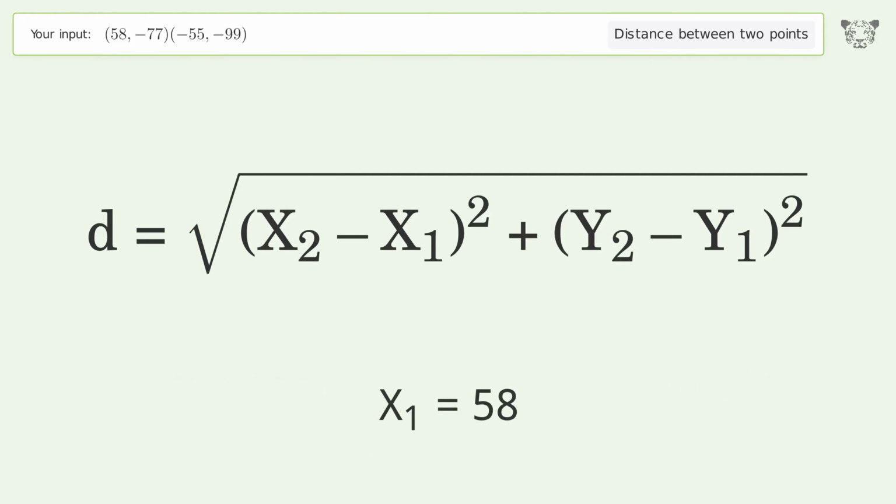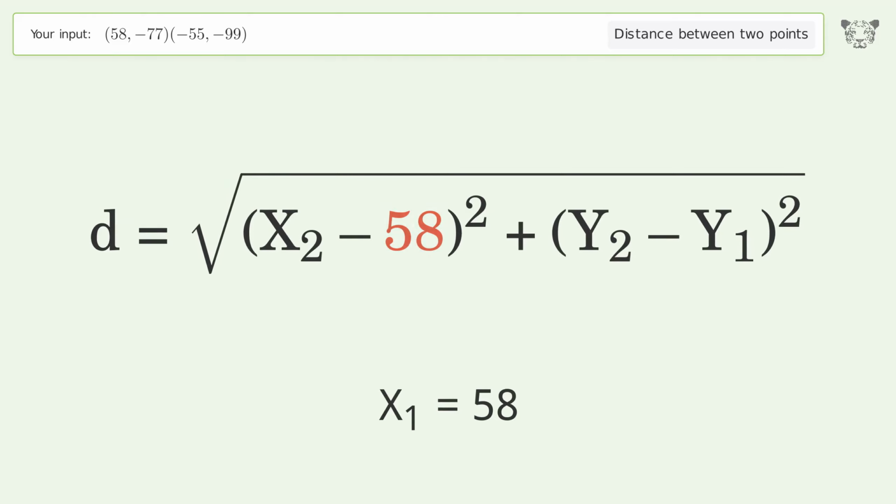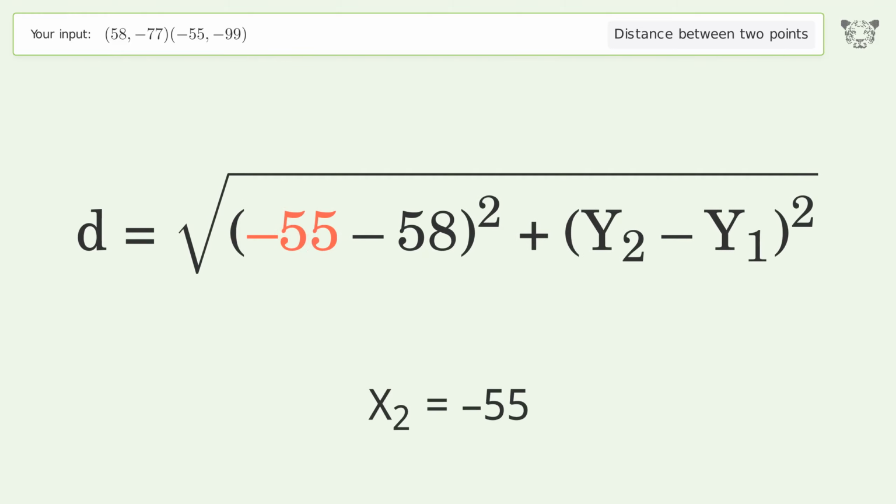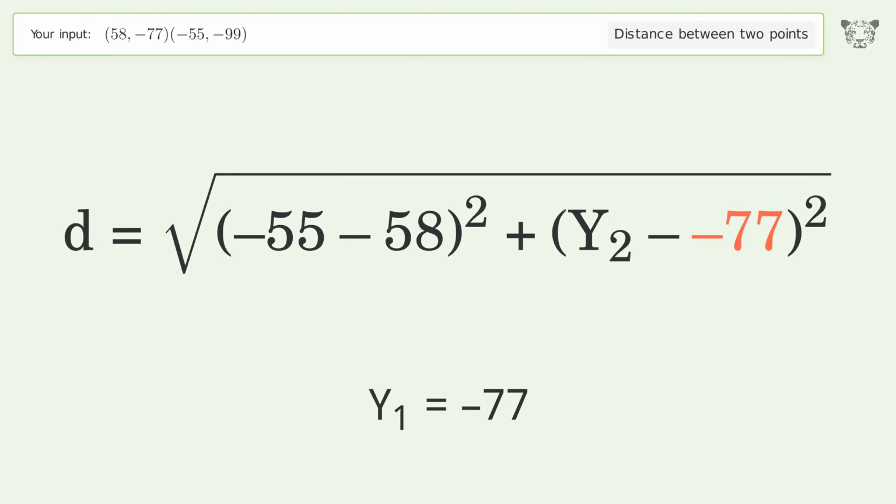x1 equals 58. x2 equals -55. y1 equals -77. y2 equals -99.